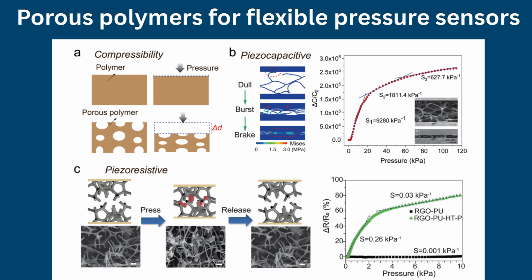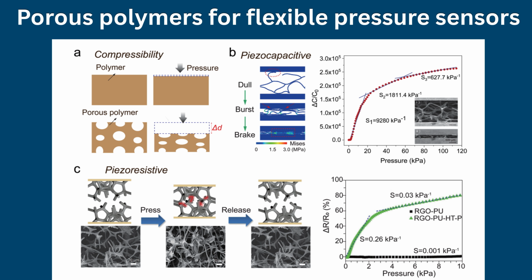Applications of porous polymers. The applications of porous polymers are intrinsically linked to their structural characteristics, particularly pore size, connectivity, and porosity. In flexible pressure sensors, the high porosity of the sensing layer results in a low elastic modulus, enabling significant deformation under applied pressure. This deformation amplifies the sensing signal, leading to enhanced sensitivity and performance in wearable and electronic skin devices.